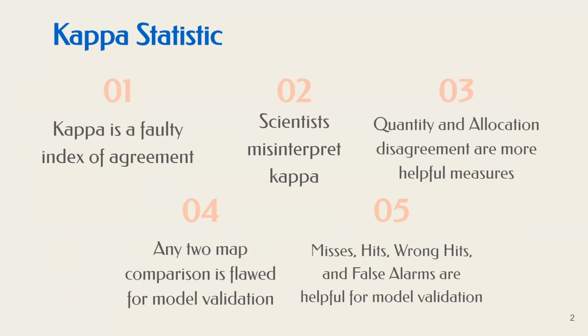The kappa statistic is widely used as a method of validating land change models. However, kappa is a faulty index of agreement, and many scientists misinterpret the statistic. Quantity and allocation disagreement are more helpful measures to determine how well a model performs. Further, any two-map comparison is a flawed method of model validation. A three-map comparison with misses, hits, wrong hits, and false alarms is the best method for validation.